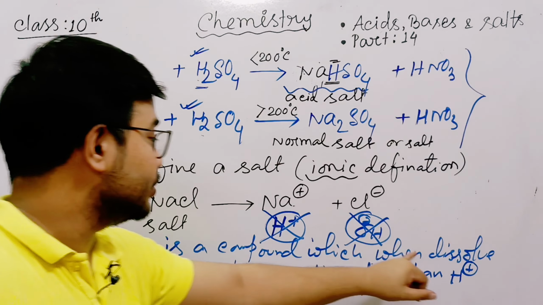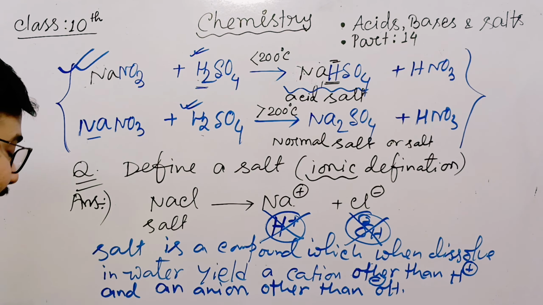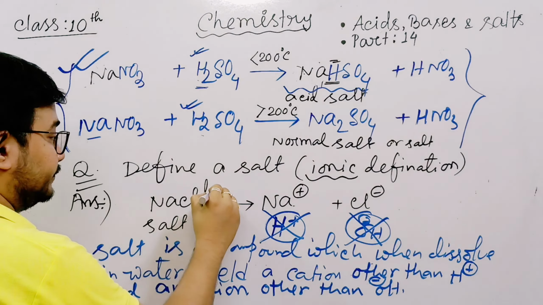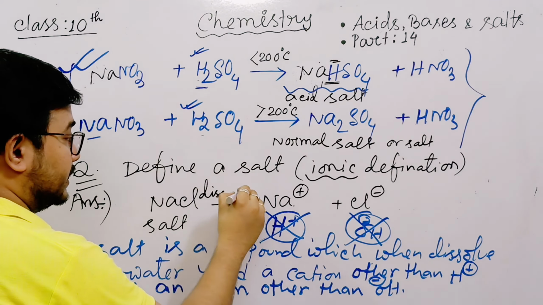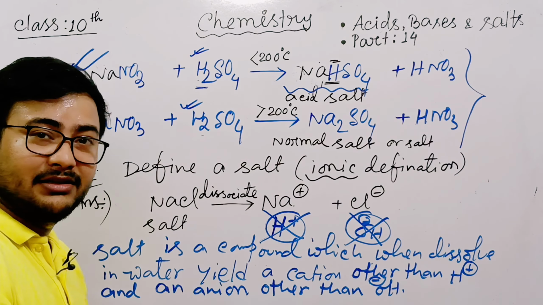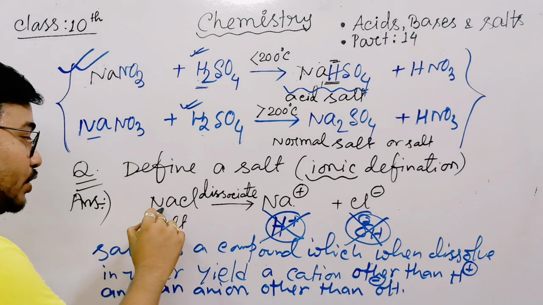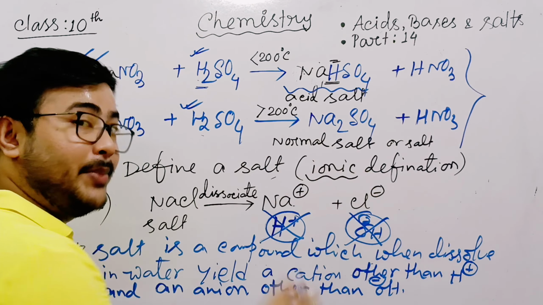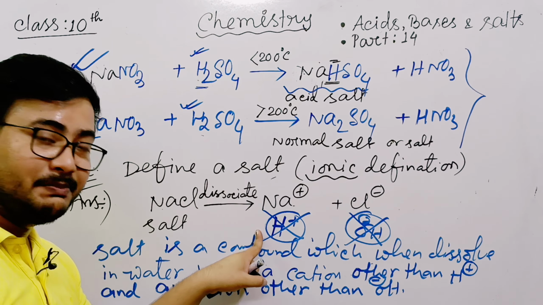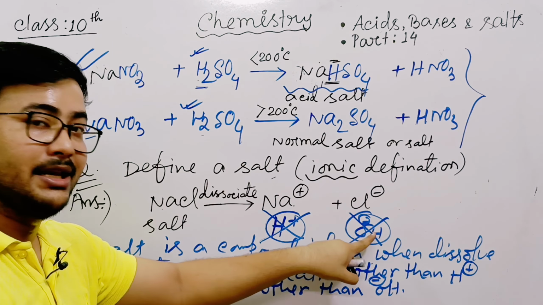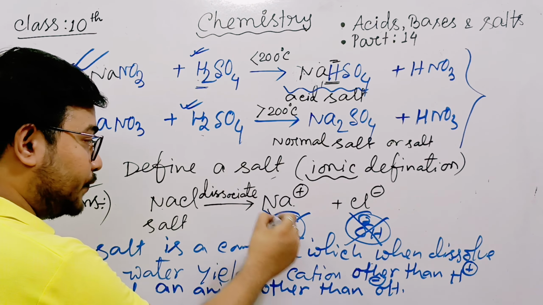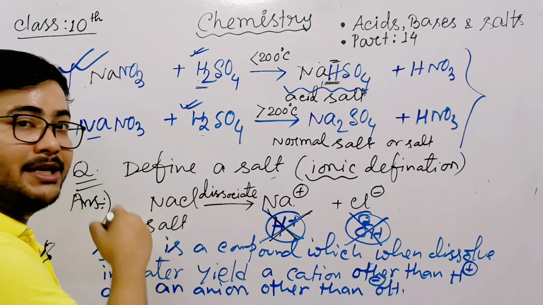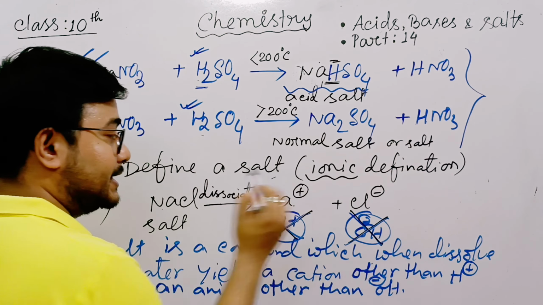Salt is a compound which, when dissolved in water, yields... You can write "dissociate." Don't write "break." Use the chemical term. A salt, when it dissociates, forms a cation and an anion, but the cation is other than H+ and the anion is other than OH-.